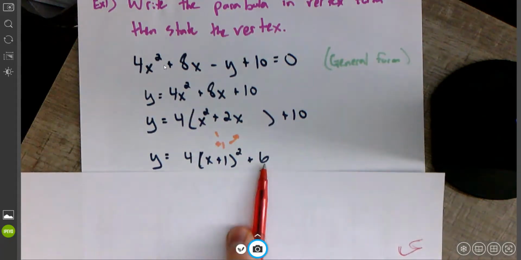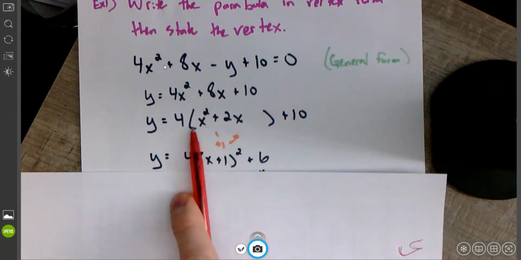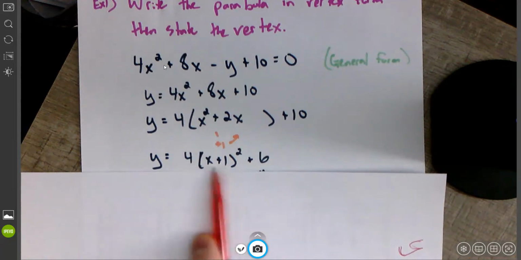10 minus 4 is 6. This is now a perfect square: x squared plus 2x plus 1. If I factored that, it would be (x plus 1) squared.